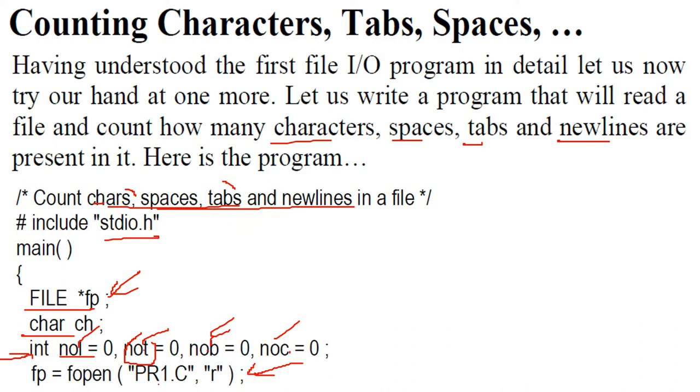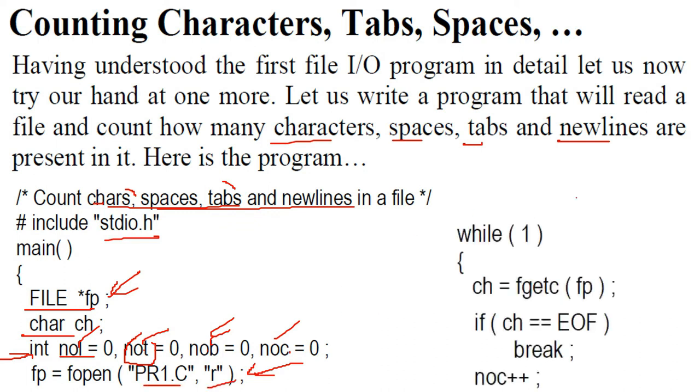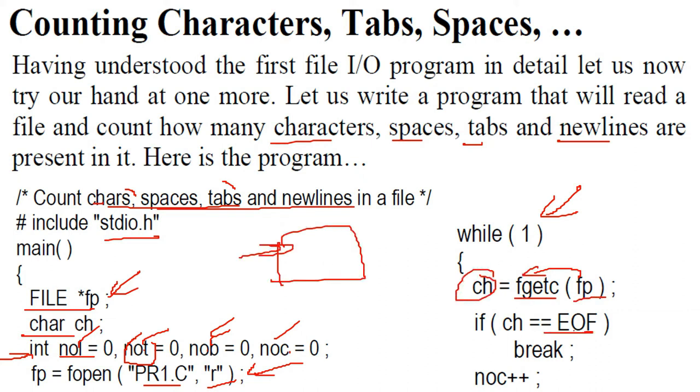So we are opening a file called pr1.c in read mode, and after that we are using an indefinite loop. We are getting a character from this fp, that is, fp is now pointing to the first character of the file, and we are using fgetc, and every time we check for end of file. If end of file is there, we break.